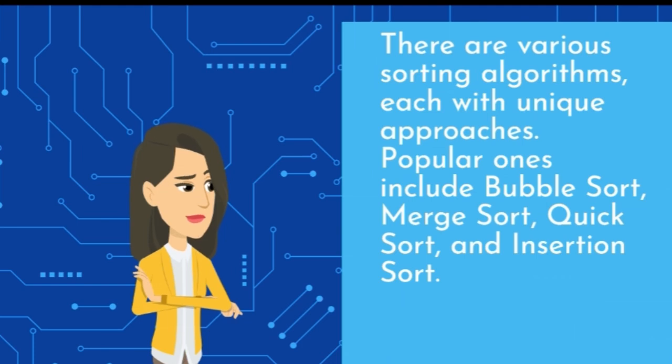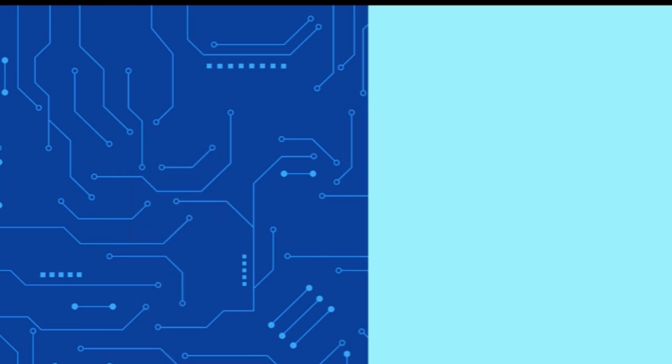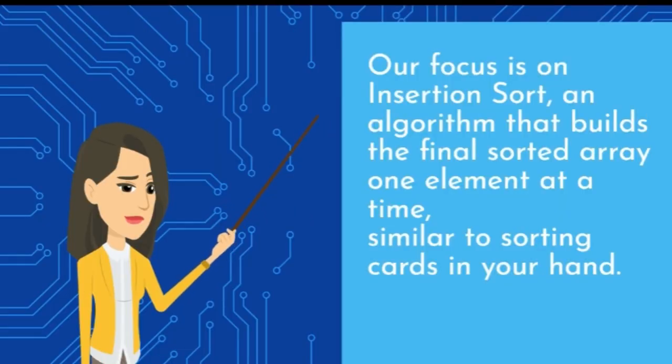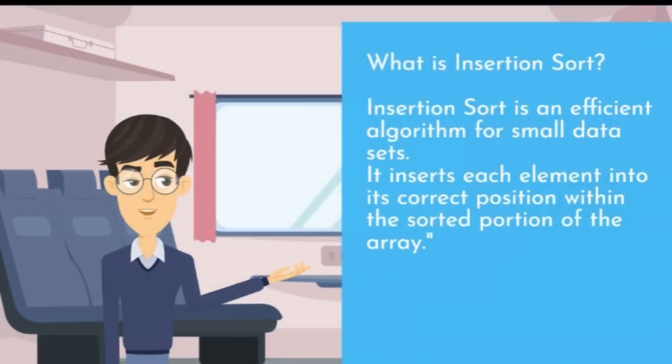There are various sorting algorithms, each with unique approaches. Popular ones include bubble sort, merge sort, quick sort, and insertion sort. Our focus is on insertion sort, an algorithm that builds the final sorted array one element at a time, similar to sorting cards in your hand.